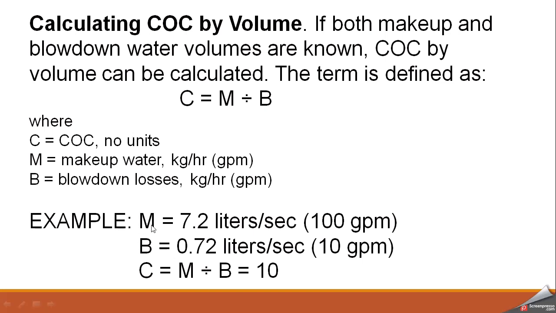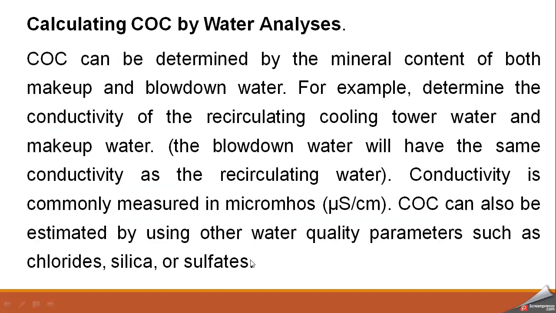Example. So if we are providing the makeup water to a cooling tower at the rate of 7.2 liters per second, or you can say 100 gallon per minute, and blow down is 0.72 liter per second, then how can we calculate? Just simply dividing this makeup water by the blow down water. So 7.2 divided by 0.72, this comes up to be 10. So in this typical example, we are operating our cooling tower at COC of 10. This is a very simple way of calculating COC.